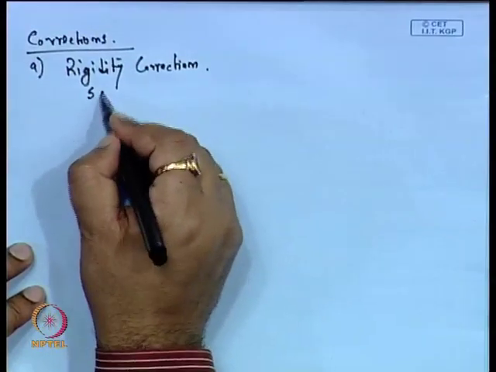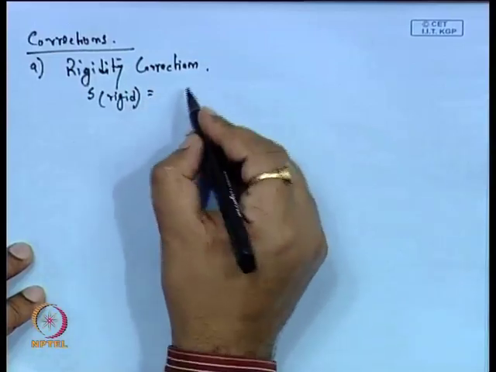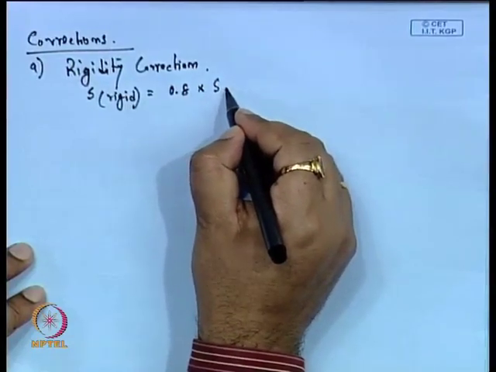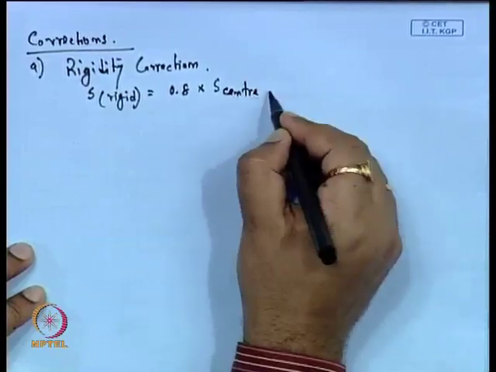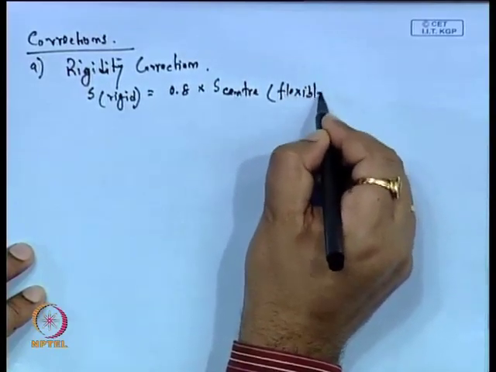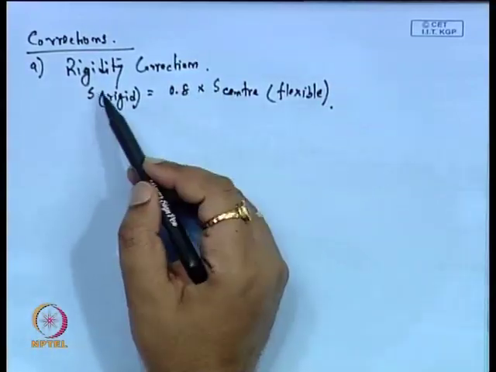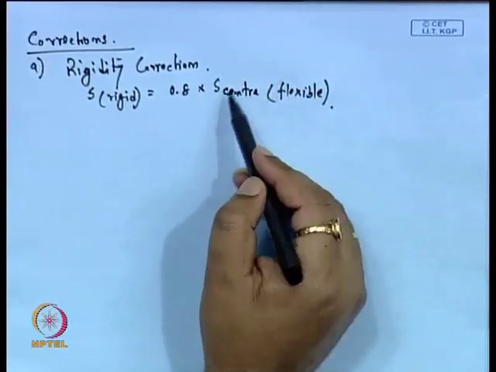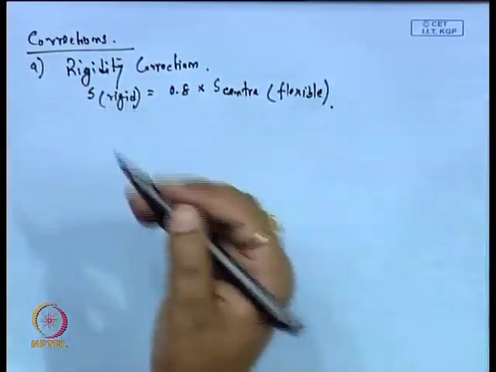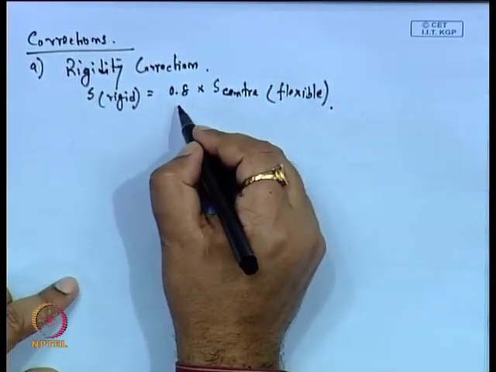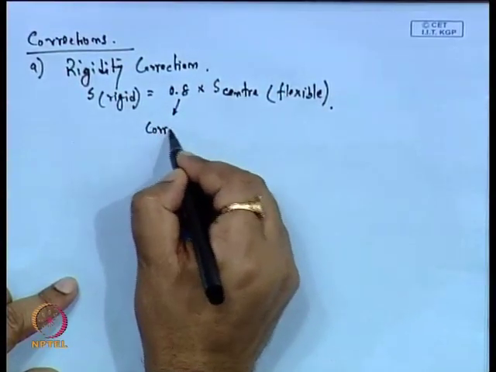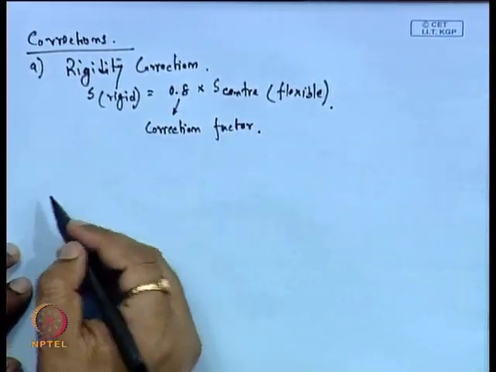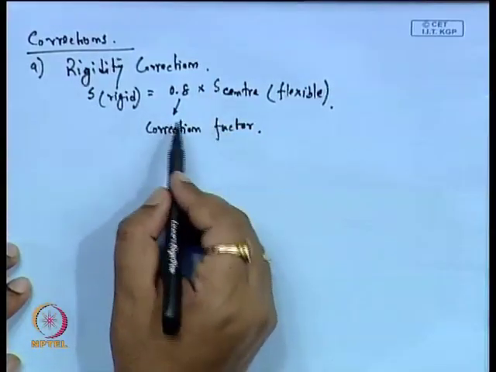So, S rigid is equal to 0.8 times S center flexible. As I mentioned, for the settlement of the rigid foundation, first we calculate the center settlement of the flexible foundation, then we multiply it by 0.8, and then we get the settlement of the rigid foundation. That means this 0.8 is the correction factor. This correction will apply only for the rigid foundation.